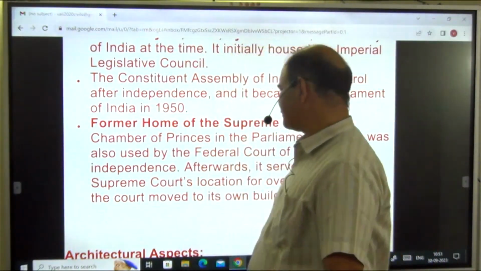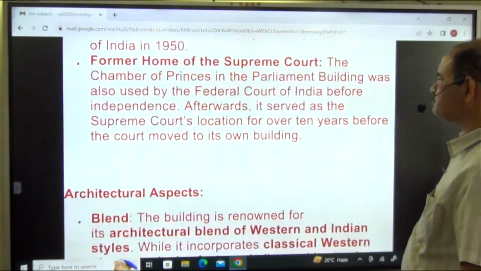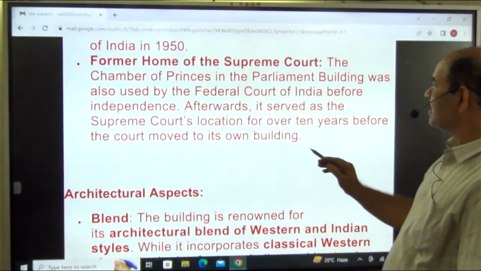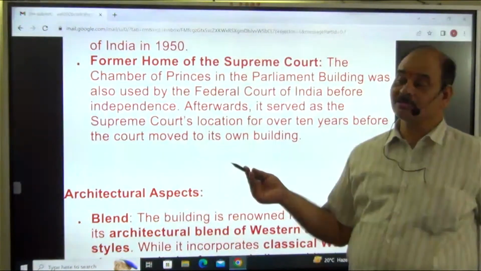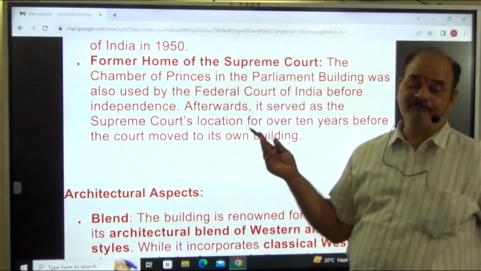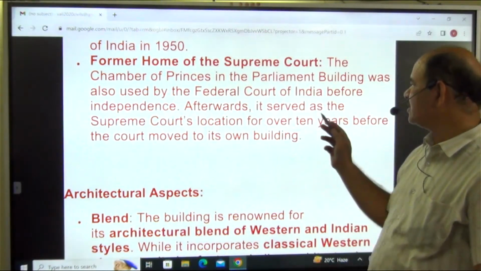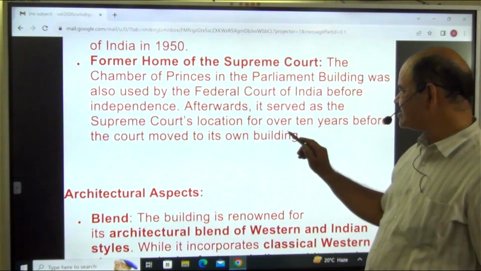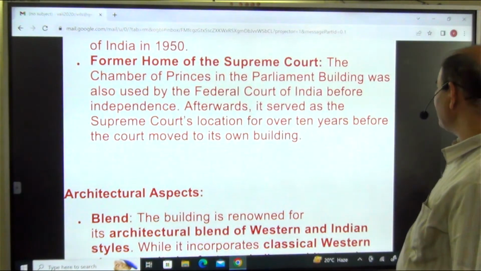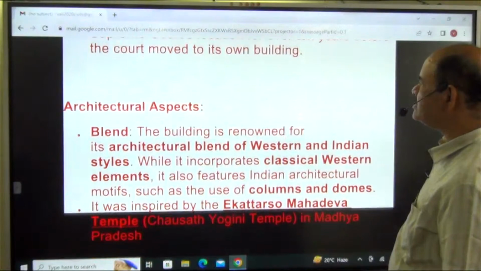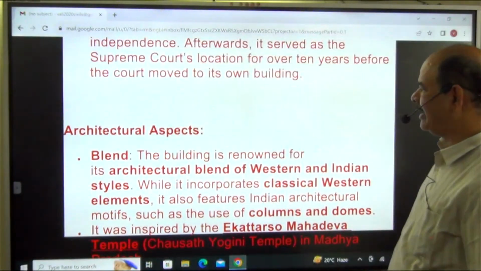Okay, excellent. Now, it even served as the Supreme Court of independent India for 10 years. It served as the Supreme Court's location for 10 years before the court moved to its own building.